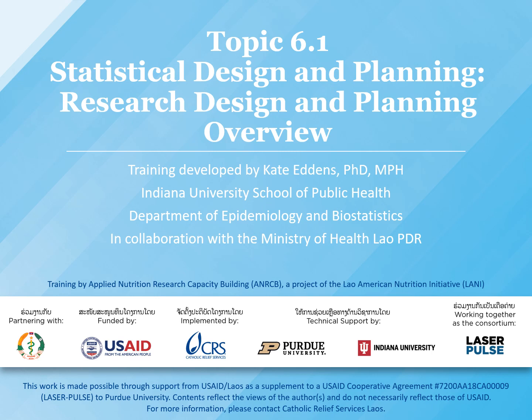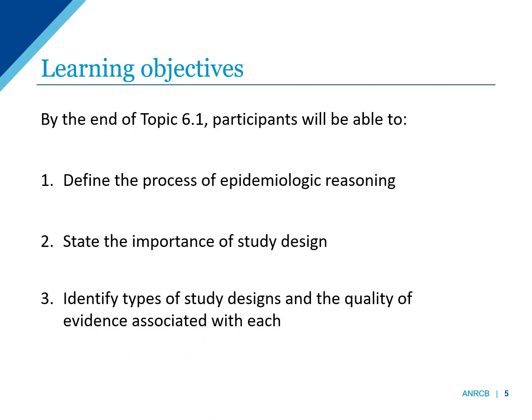First, we'll begin with topic 6.1, an overview of research design and planning. By the end of this topic, we expect that you will be able to define the process of epidemiologic reasoning that is necessary for studying health outcomes, to state the importance of study design in accomplishing your research, and begin to identify the types of study designs and the quality of evidence associated with each. In future topics, we will discuss each study design in depth.